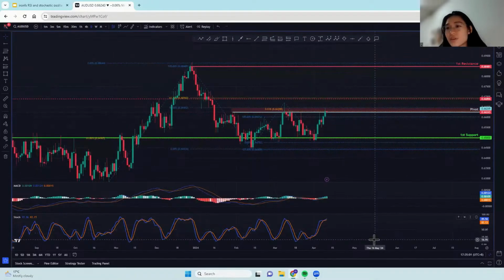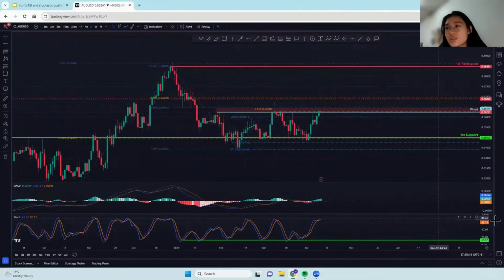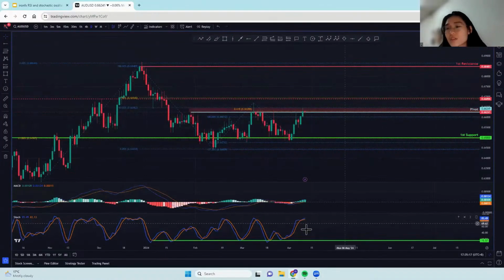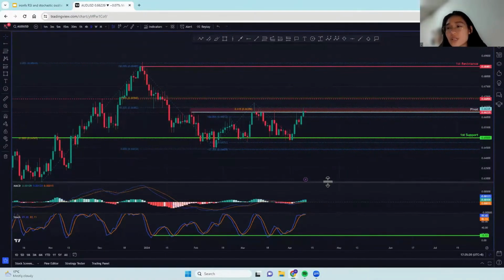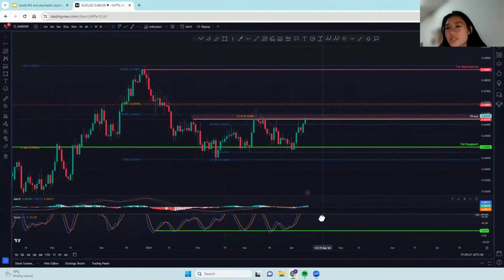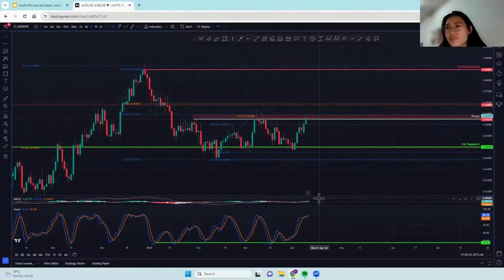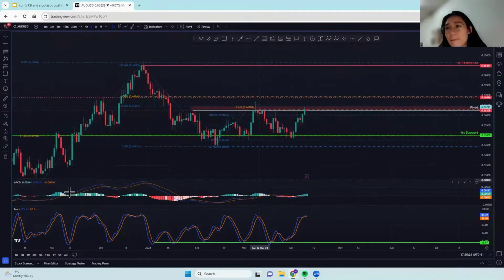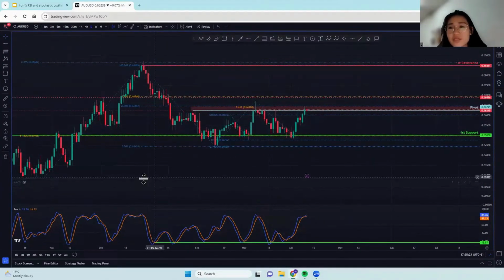Okay, let's see if we have any divergences. Over here, I can see that we do have a hidden support. So this is the tool that I was talking about earlier. Basically, okay, I'm gonna hide my MACD first.